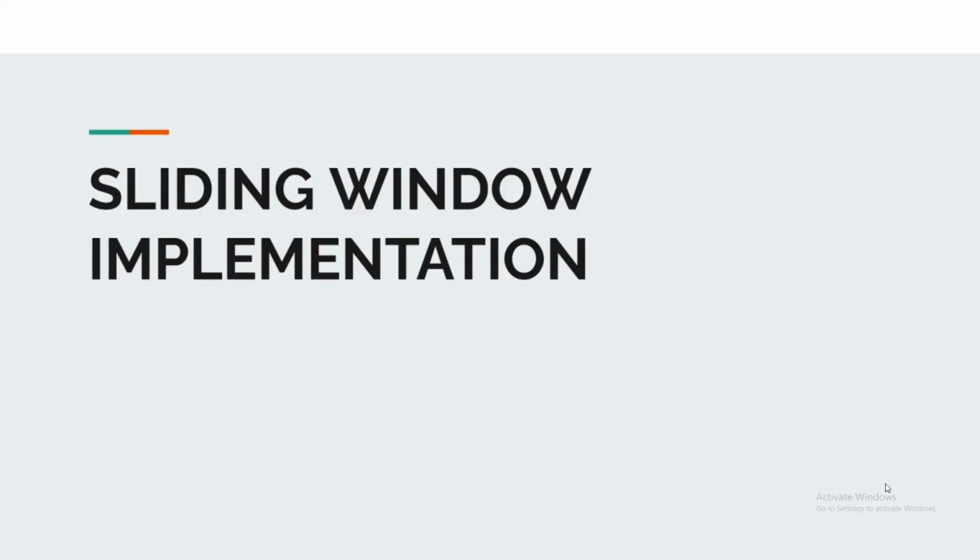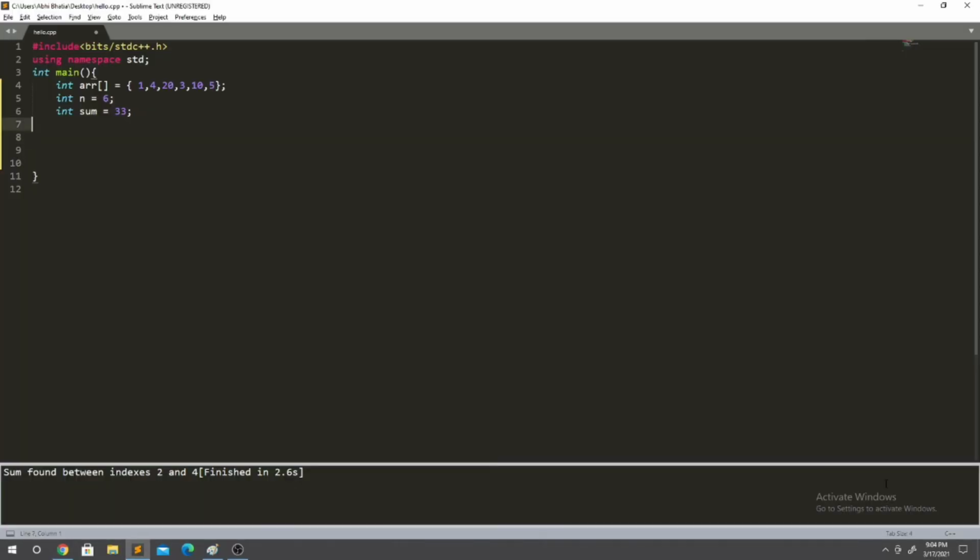So now let's look at the sliding window implementation. This is the array, this is n, this is sum. Let's create a variable window sum, and window sum will store the first element of the array, because we first consider only the first element as the first window, right? And then we create two variables, start and end, which will store the starting and ending of the window. So let start equal 0.